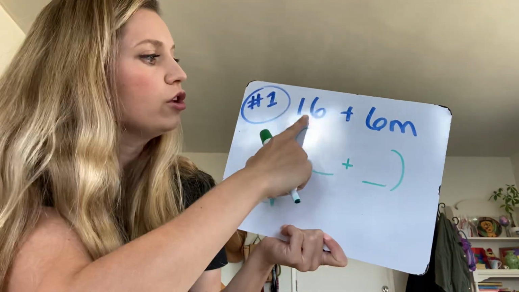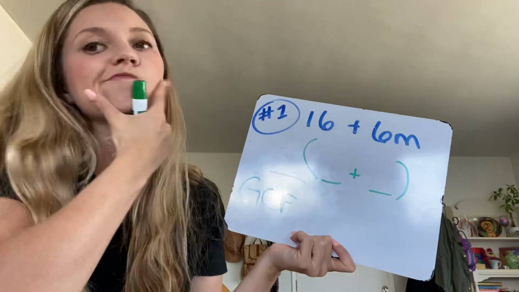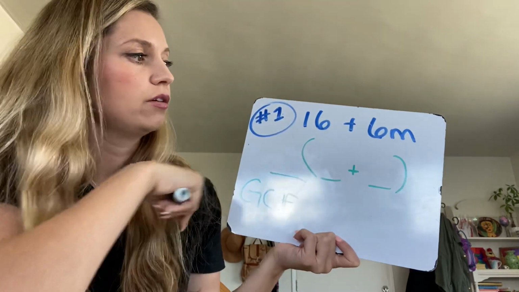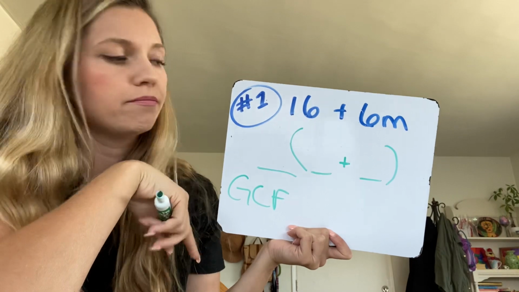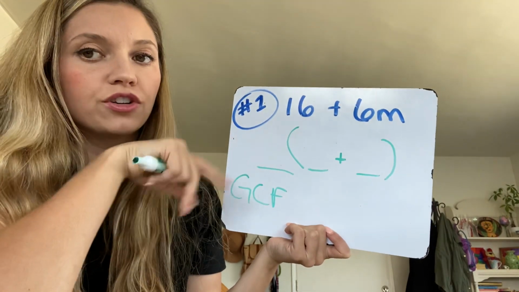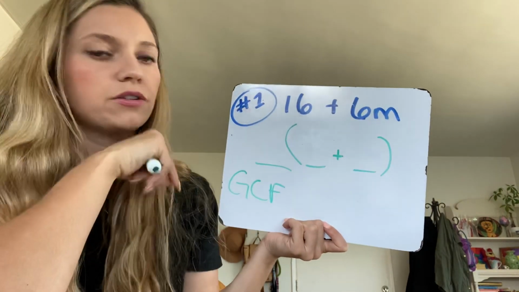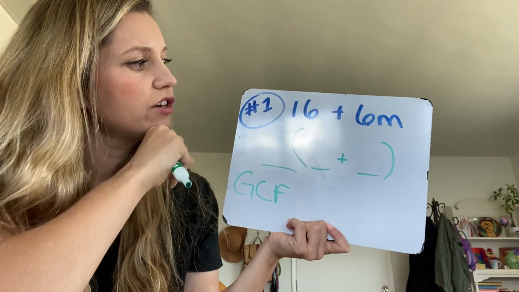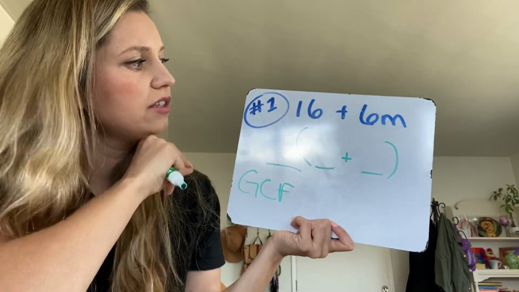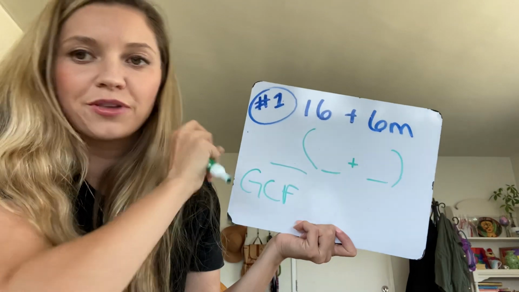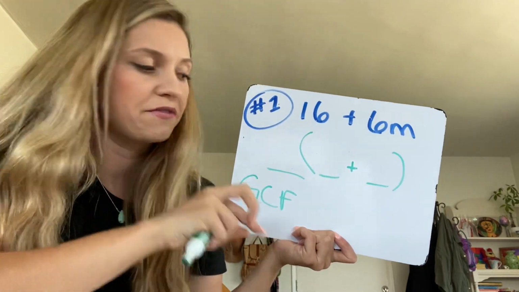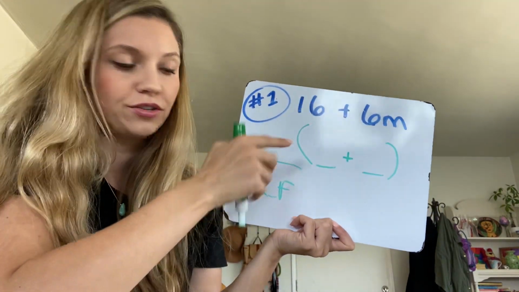So we have to look real close at 16 and 6. We think to ourselves, what's the highest number that divides into both of them? You can start at 1 if you don't know. 1 obviously goes into both. 2, yeah, 2 goes into 16 and 6. 3 goes into 6. It doesn't go into 16. So that means 2 is our greatest common factor. Your greatest common factor goes here.